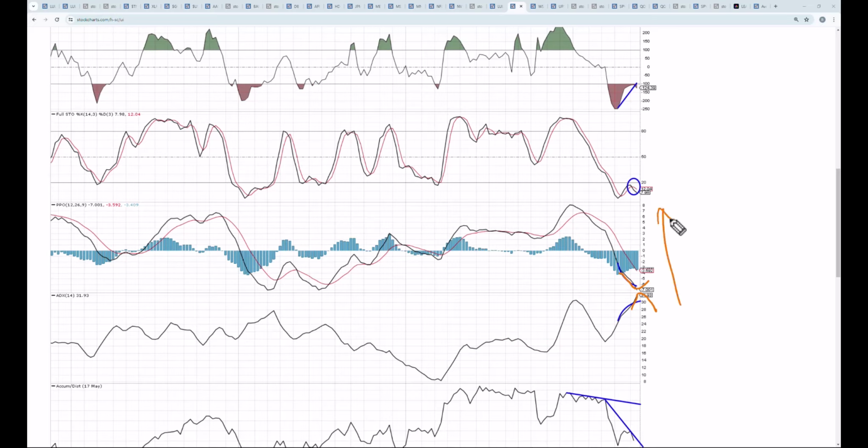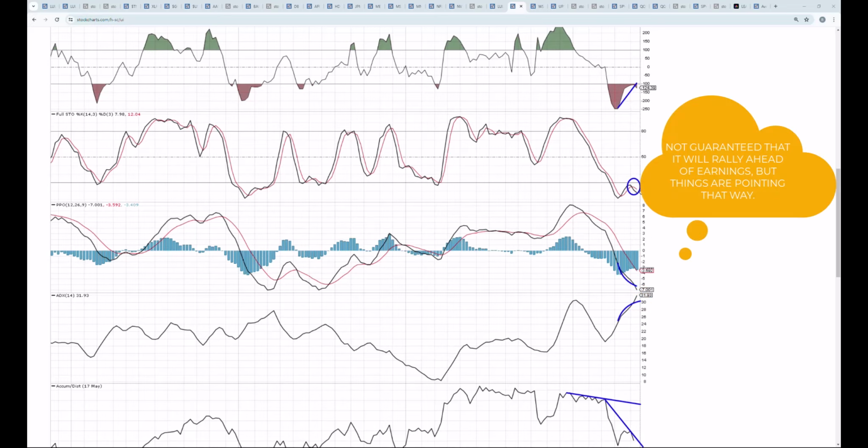You're going to have a rip-your-face-off rally, and guess what? Earnings are just right around the corner. There may be a potential for Lululemon, of all things, to rally ahead of the earnings. This is stretched, and this is how we find out it is ready to bounce.